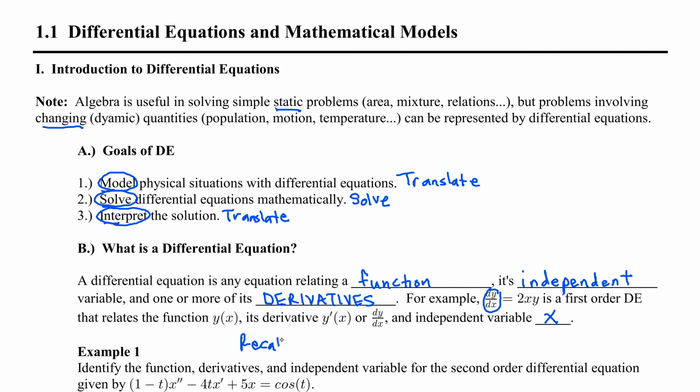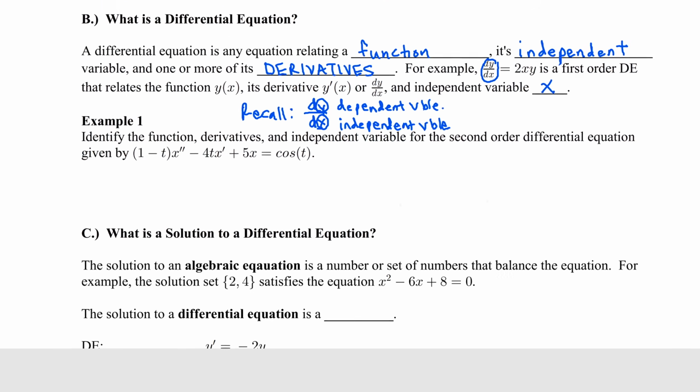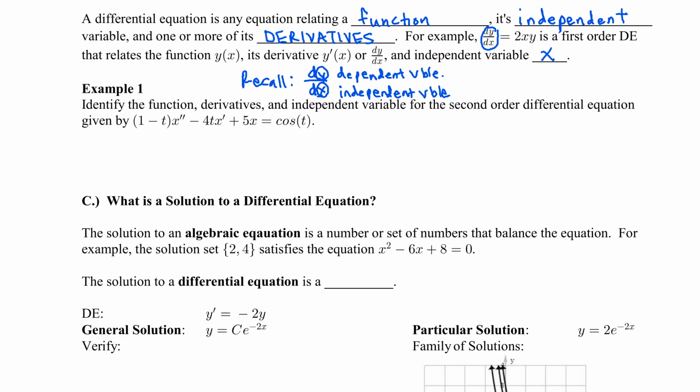Recall that in the expression dy over dx, the variable in the numerator is the dependent variable, and the variable in the denominator is the independent variable. We're very used to y being the dependent variable and x being the independent variable, but in the case of x becoming a dependent variable, again, Leibniz notation can be very useful.